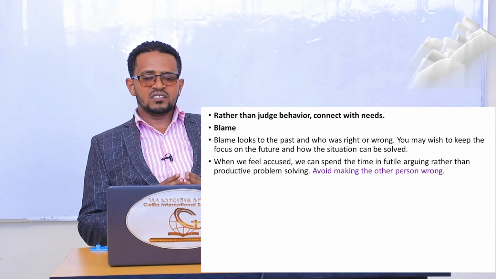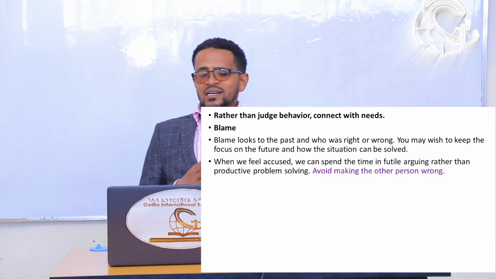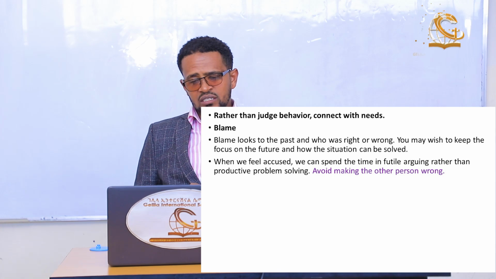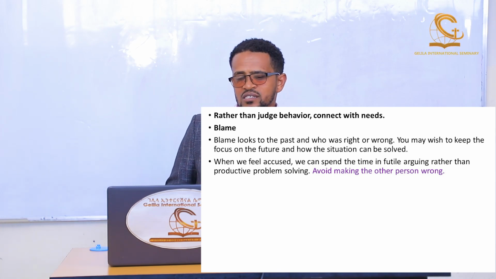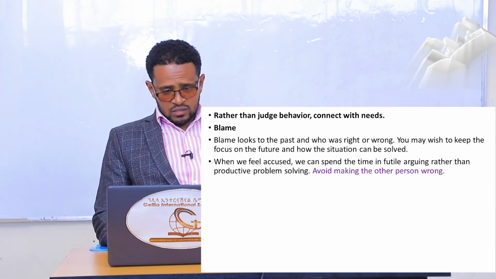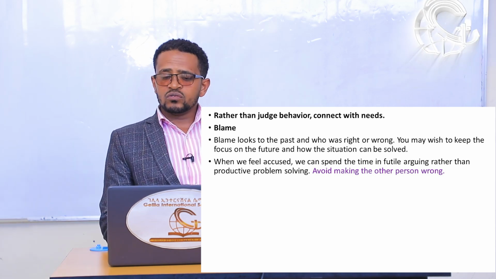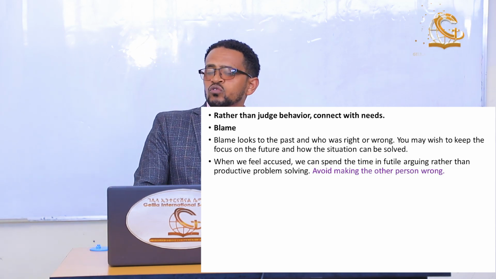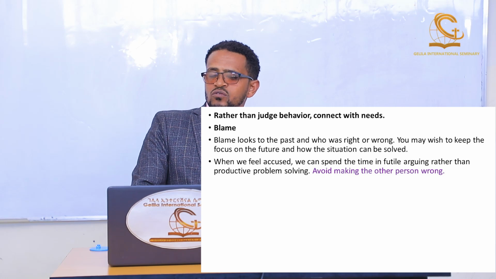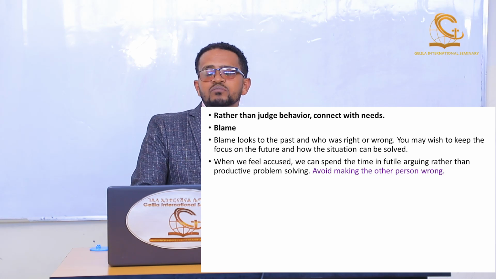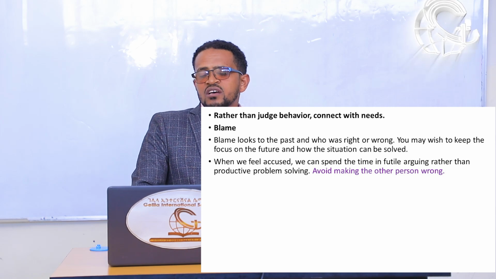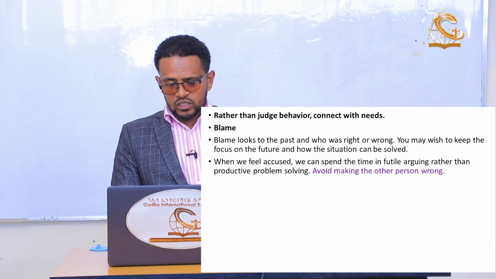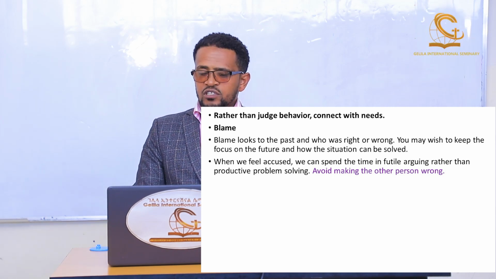So the first thing you have to consider, rather than judging the behavior of someone, is to connect with the needs. What kind of needs does someone have? In this card, blame looks to the past and who was right or wrong. You may wish to keep the focus on the future and how the situation can be solved rather than the blame. Avoid making the other person wrong. This is a very important thing.